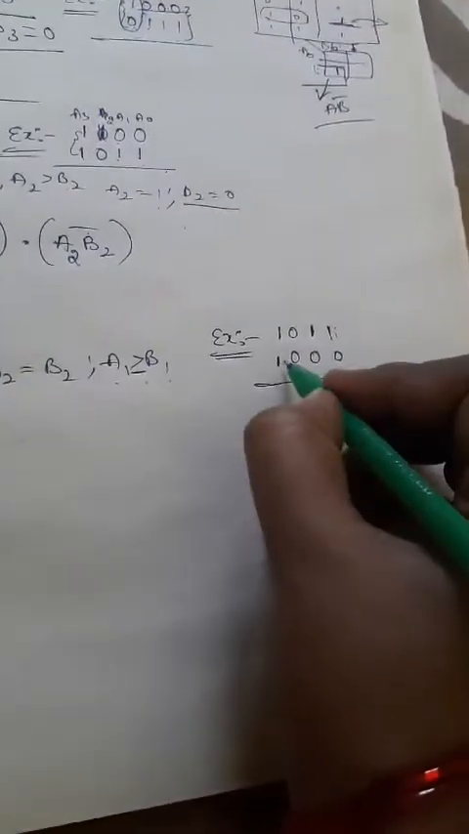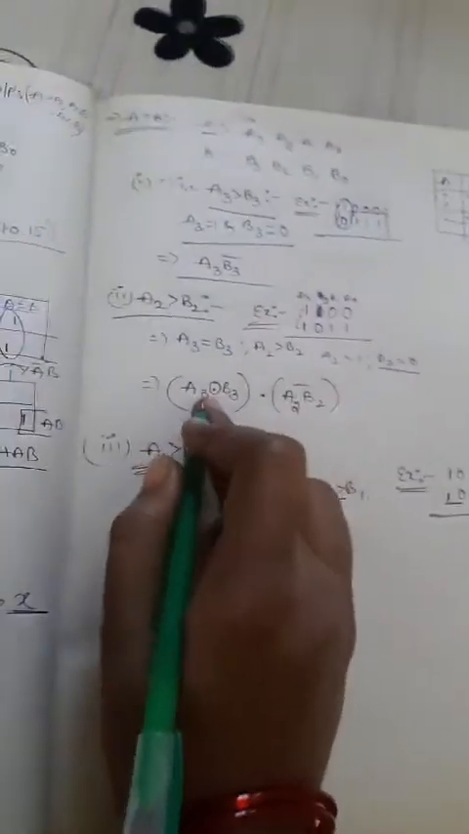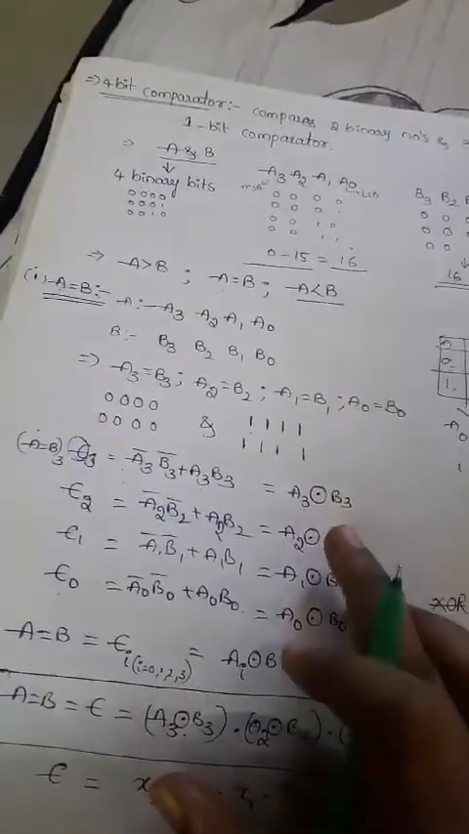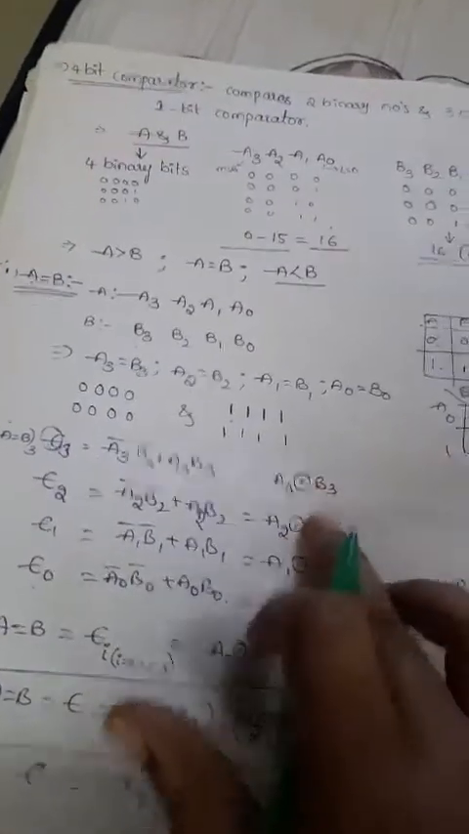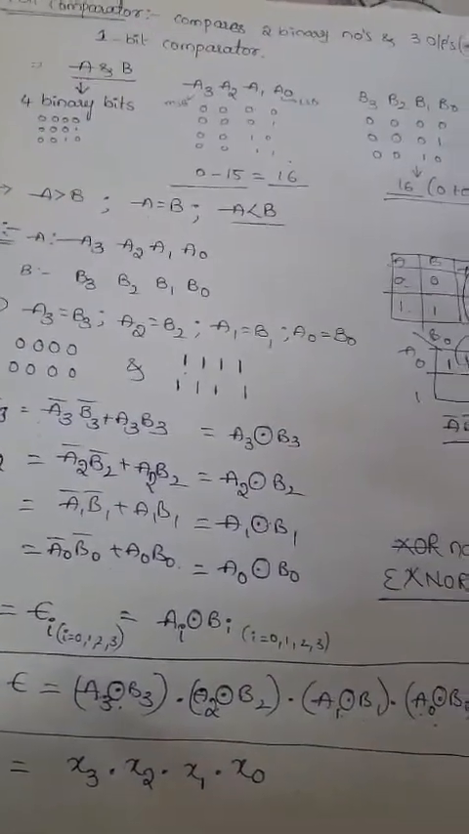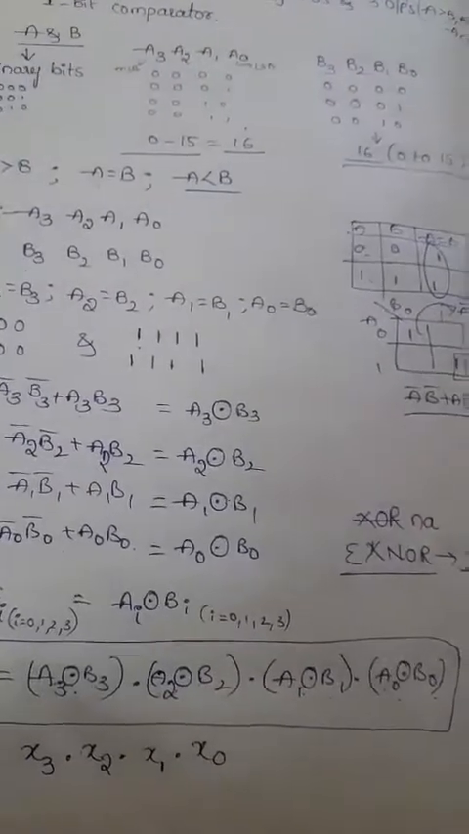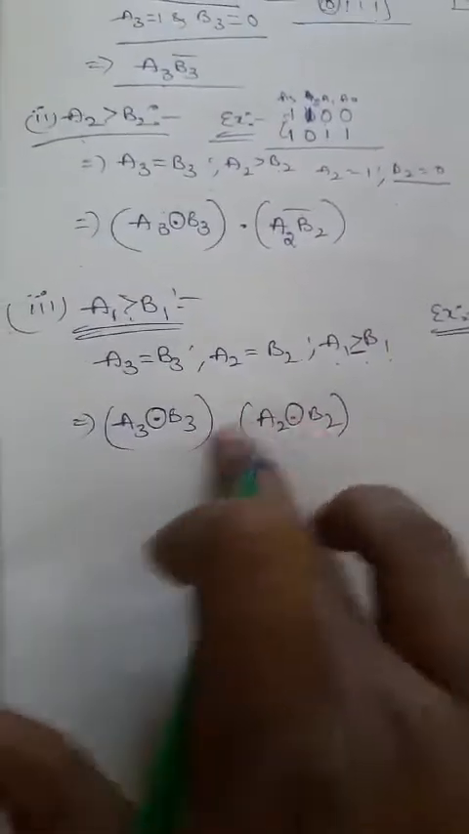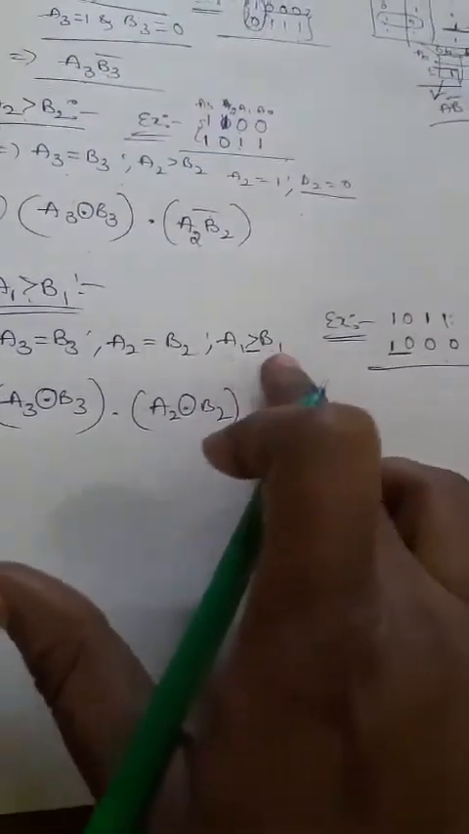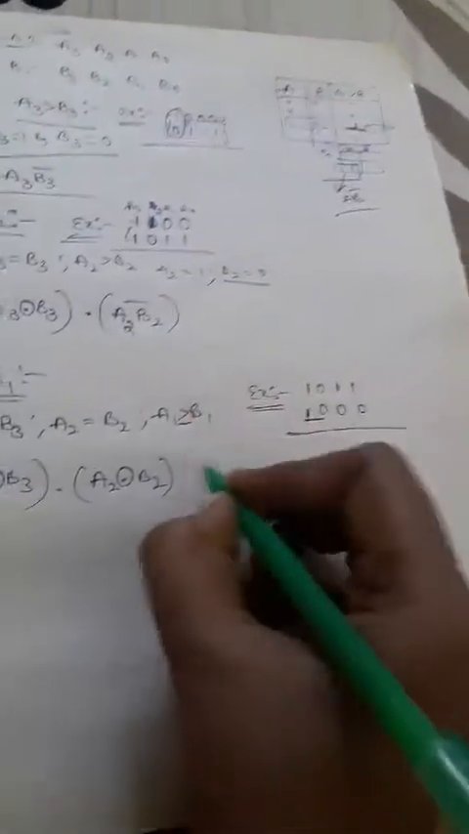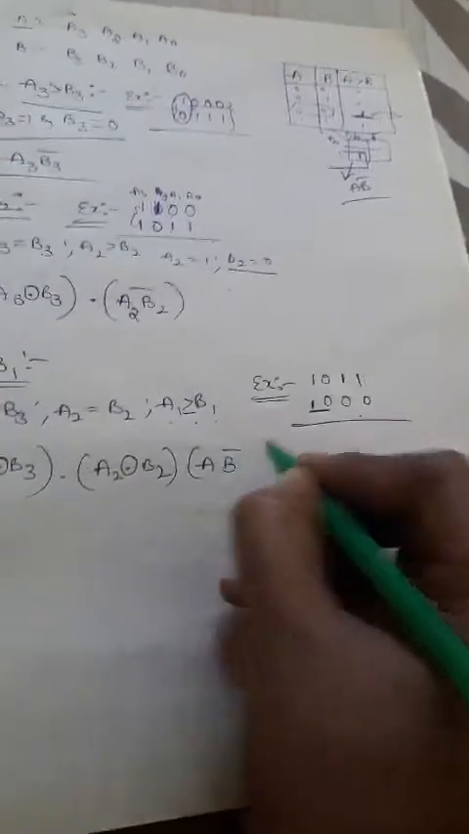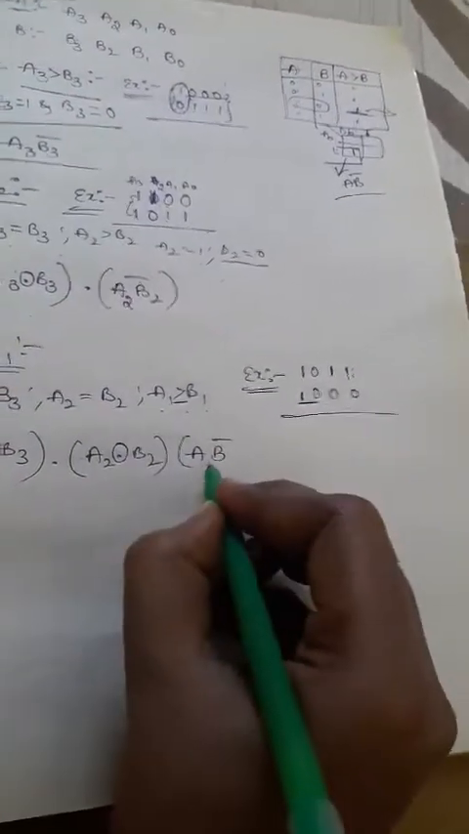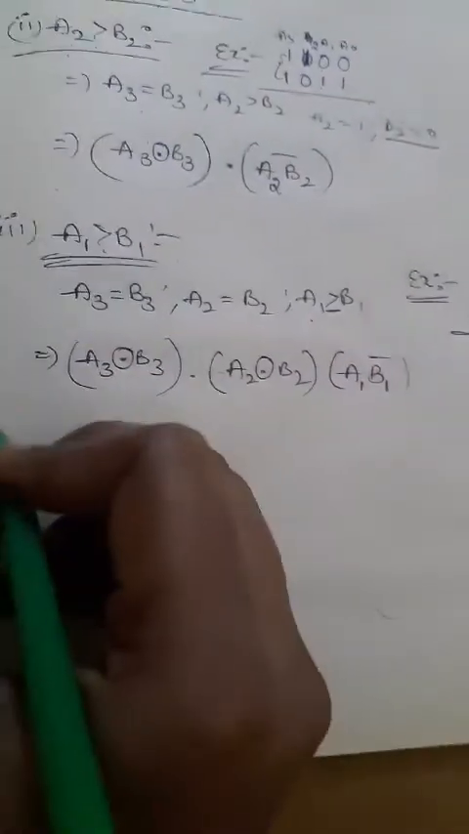So here, this must be equal means we'll get the equality condition like this: A3 is equal to B3 and A2 is equal to B2. The outputs we are getting for this are A3 XNOR B3 into A2 XNOR B2. These two are the equal condition, then we'll get the output like this. And A1 greater than B1 is nothing but the greater than condition. What is the output here? A B complement. So A B complement, but which one? That is nothing but the first outputs. So A1 B1 complement.